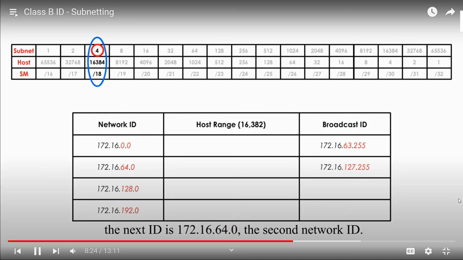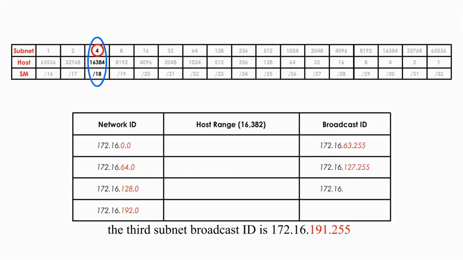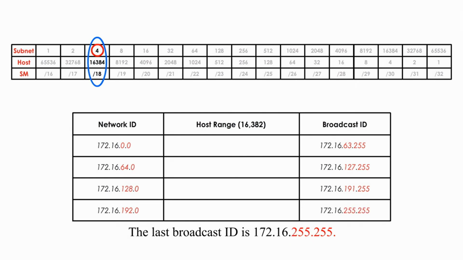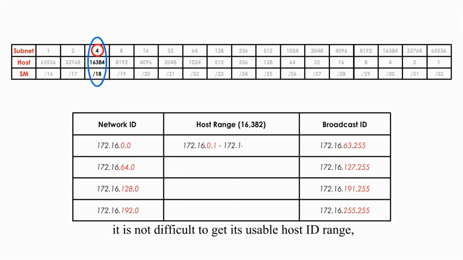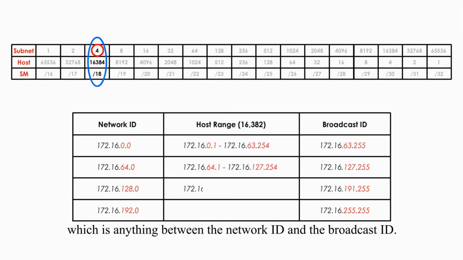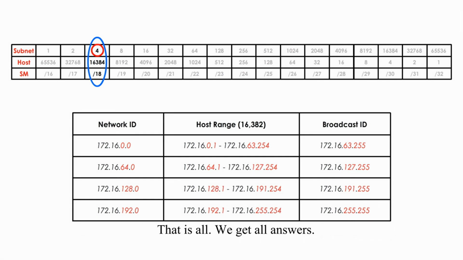We might say the next broadcast ID is 172.16.127.255. The third subnet's broadcast ID is 172.16.191.255. And the last broadcast ID is 172.16.255.255. Once we get each subnet's network ID and its broadcast ID, it's not difficult to get its usable host ID range, which is anything between the network ID and the broadcast ID. That's all. We get all answers.